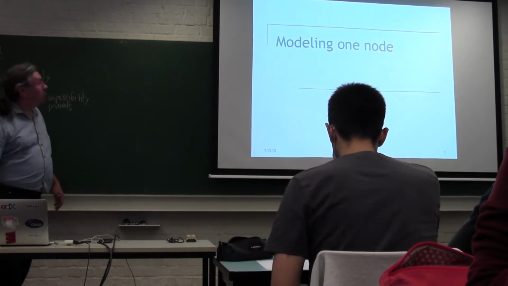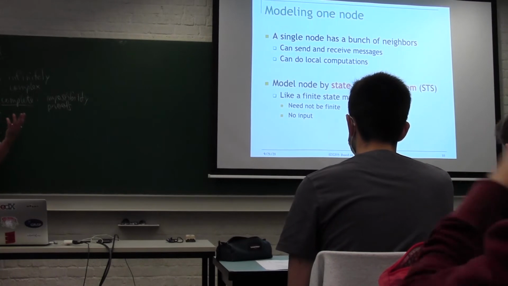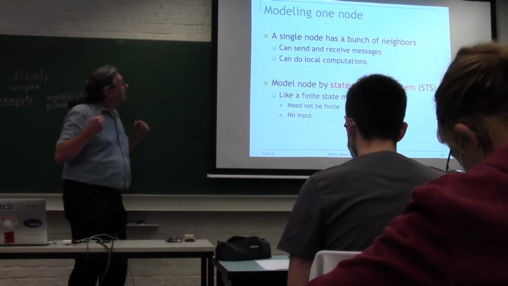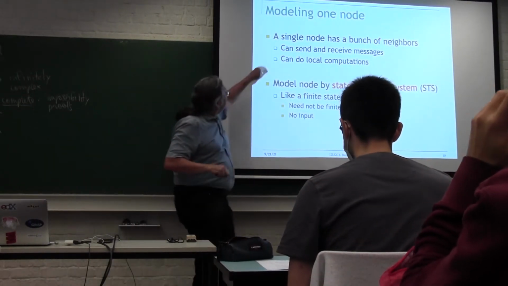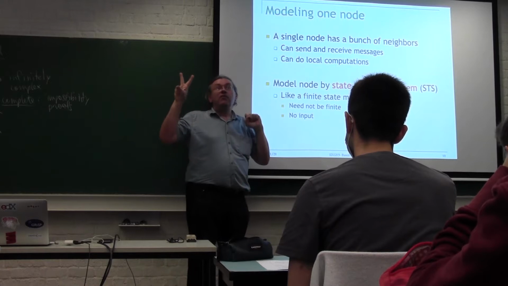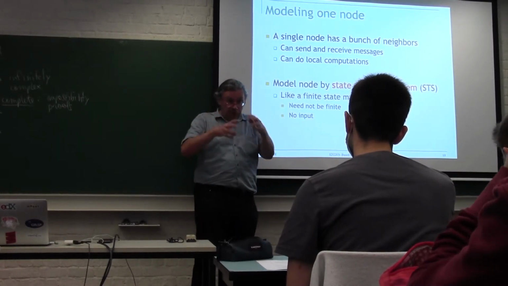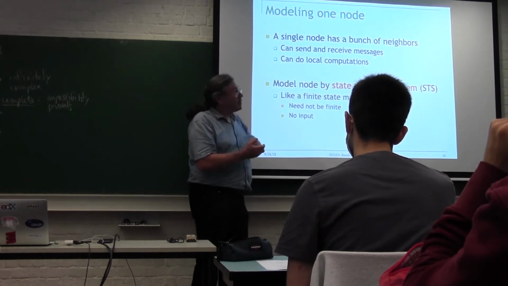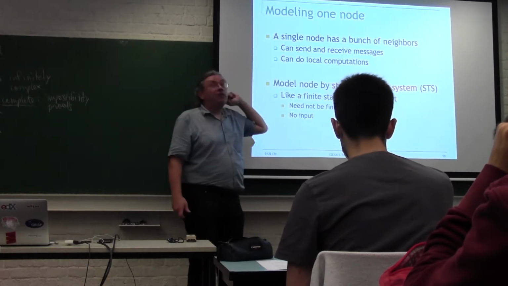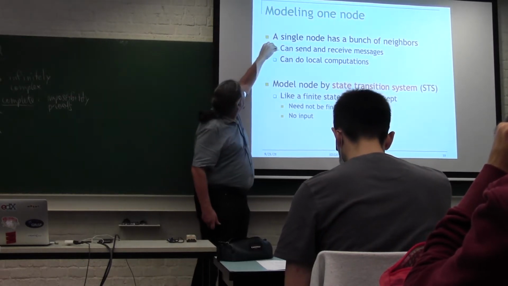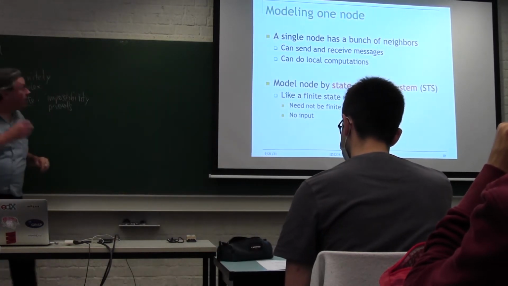So first, I talked about one node. One node is actually fairly simple, but not so simple still, okay? Because the node has two things. It can do, of course, local computation. It has its local state, and it can compute with that. But it can also send and receive messages, okay? So sending and receiving messages is a new, extra thing.